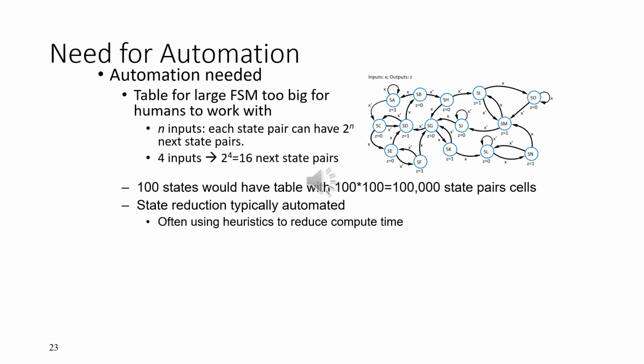Now there can be state diagrams which are too big. A table for a large FSM can be too big for a human to work with. For example, for n inputs, each state pair can have 2 raised to n next state pairs. For 4 inputs, 2 raised to 4 is 16 next state pairs. For 100 states, there will be nearly 1 lakh state pairs. So there must be some other method to reduce the states. We need automation. So state reduction is done by software using automation, often using heuristics to reduce computing time.